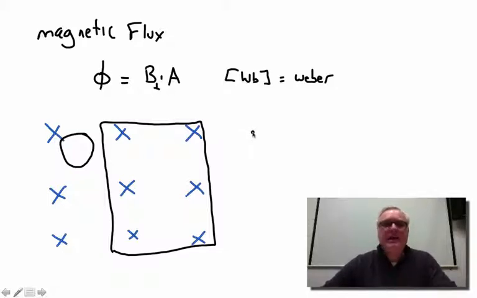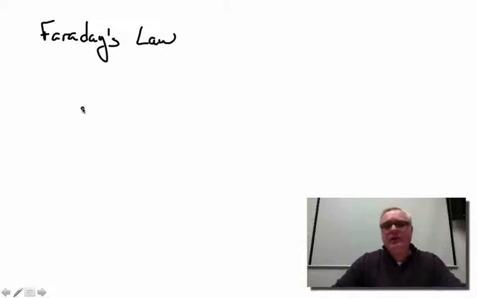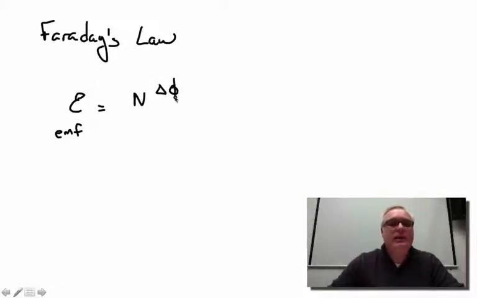Now that Faraday had a quantity that could encompass both the magnitude of the field, the direction of the field, and the area that that field is passing through, he created what we now refer to as Faraday's law. And rather than talking about the induced current, he referred to the induced EMF, the electromotive force, so the potential difference that is creating that current. And he said it depends on the number of coils in the solenoid and how quickly the magnetic flux is changing.